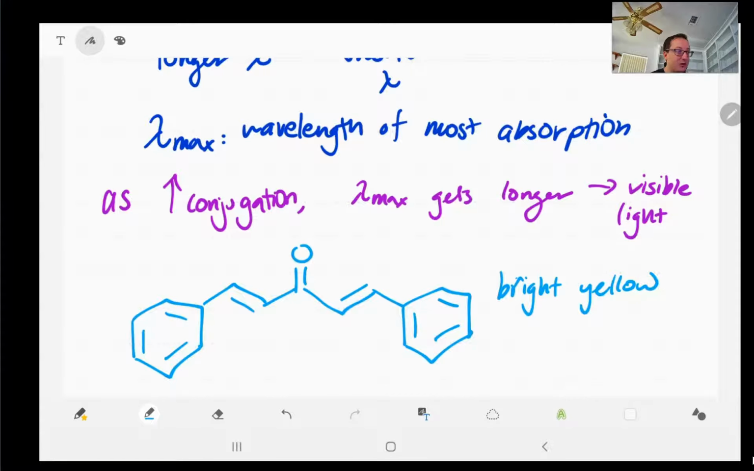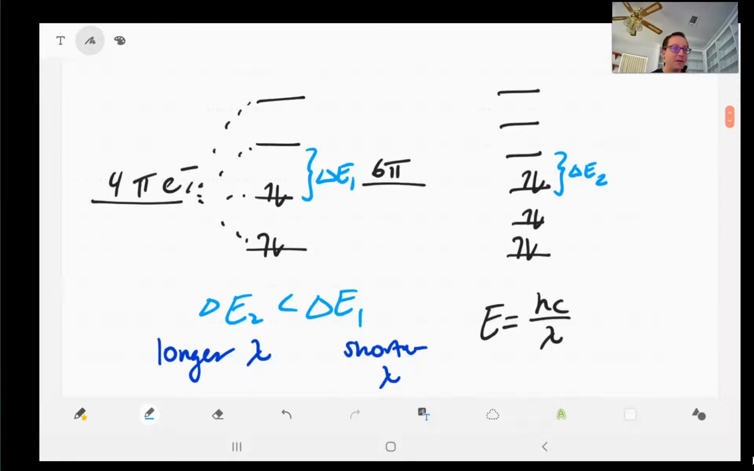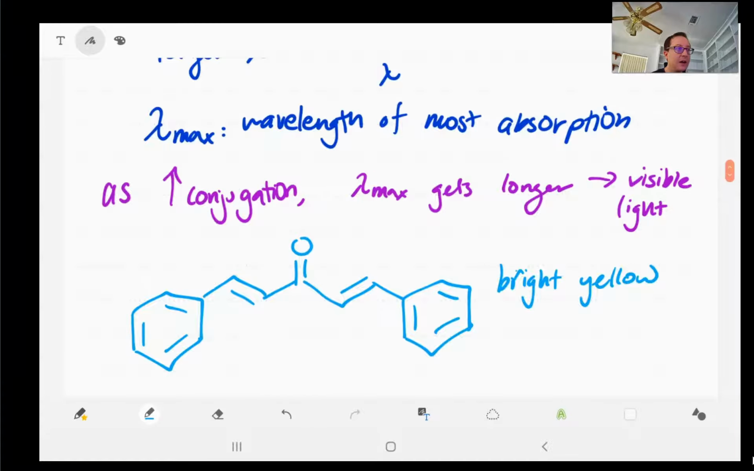Because you see how much conjugation it's got here. We've got all these double bonds alternating with each other. So we have 1, 2, 3, 4, 5, 6, 7, 8, 9 double bonds, which means 18 pi electrons, which means we have 18 orbitals, and think of how close those are going to get together. So this thing is bright yellow.